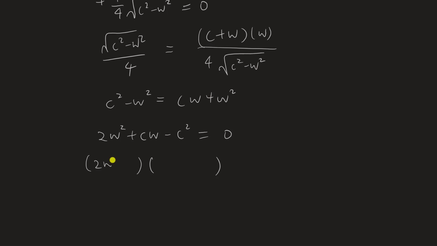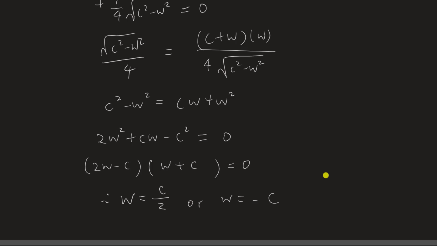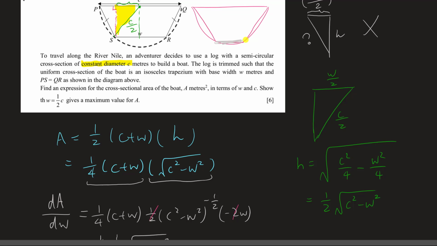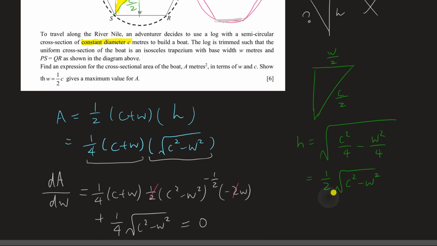Factorize: 2w minus c, w plus c. So therefore, w is either equal to c over 2 or w equals negative c. By choosing w to be this value or this value, it will give me a stationary point for area. In other words, either a maximum or minimum. So this doesn't make sense because your w, this length here, cannot be negative c. So we're going to reject this. So that leaves us with this answer, w equals c over 2, which is what they want us to show.